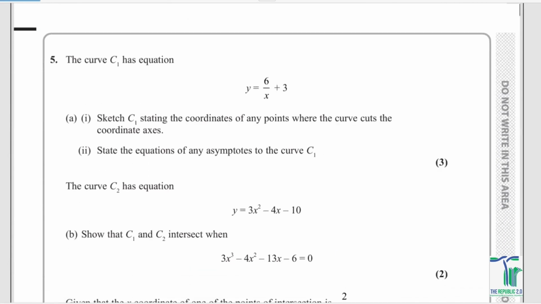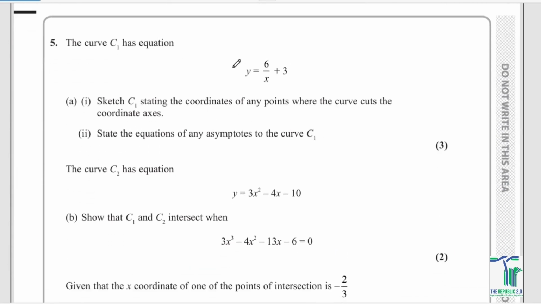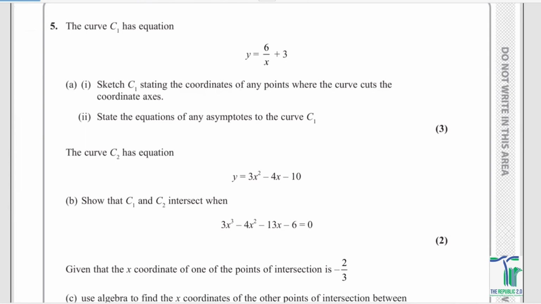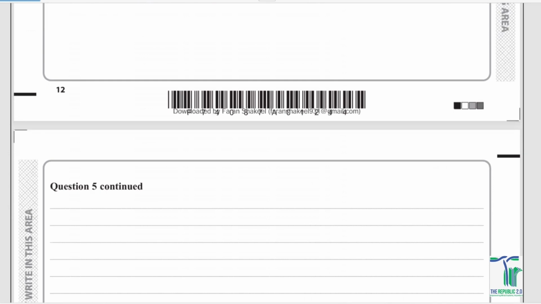In question number 5, the question says that the curve C1 has equation y equals 6 upon x plus 3. We need to sketch C1, stating the coordinates of any points where the curve cuts the coordinate axes and stating the equation of any asymptote to the curve. First of all, we have the given equation, y equals 6 upon x plus 3.